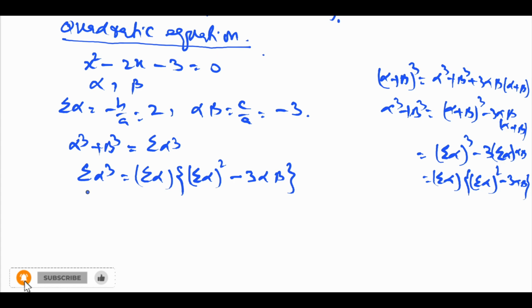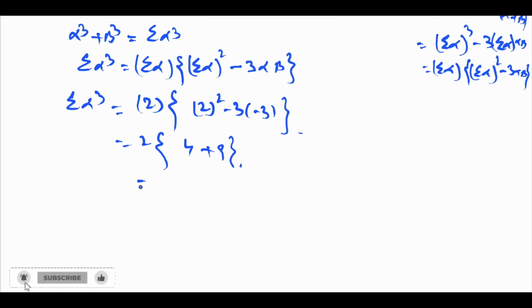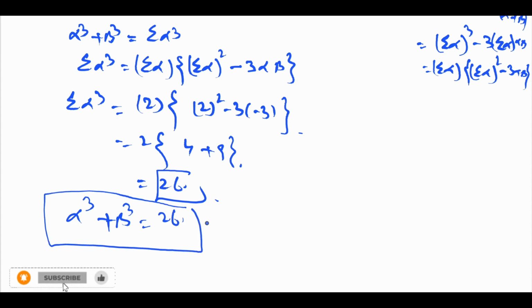Now I can put in the values. Sigma alpha cubed means alpha cube plus beta cube. Because sigma alpha is 2, sigma alpha square is 2 squared minus 3 alpha beta, which is minus 3. So this is 2 times, 2 squared is 4 plus 9. 4 plus 9 is 13. 13 into 2 becomes 26. So I will say sigma alpha cube, or alpha cube plus beta cube, will be equal to 26. Means if alpha and beta are its roots, then alpha cube plus beta cube will be 26.